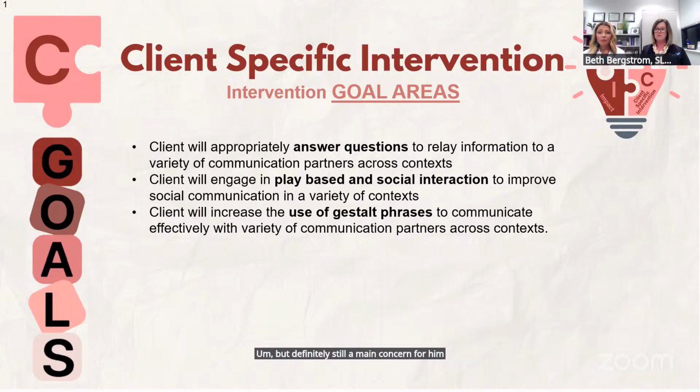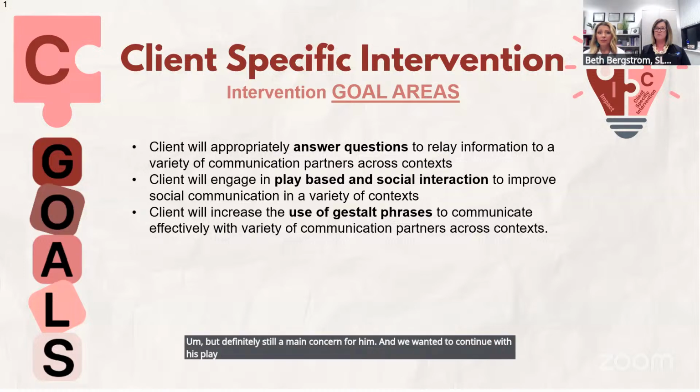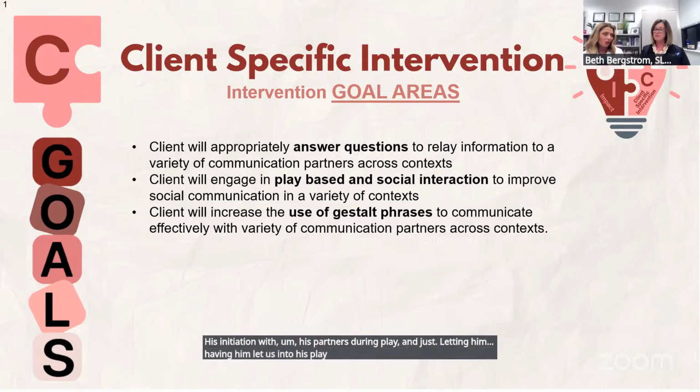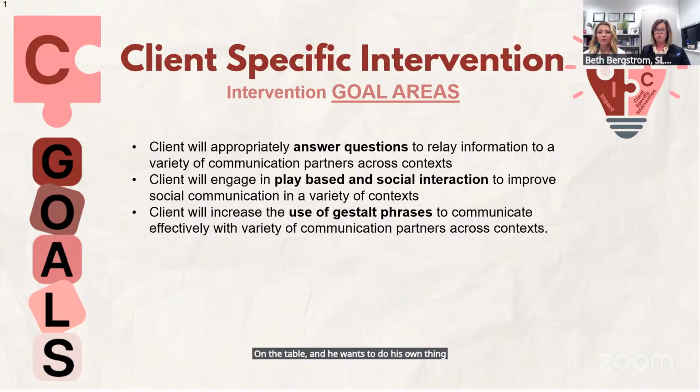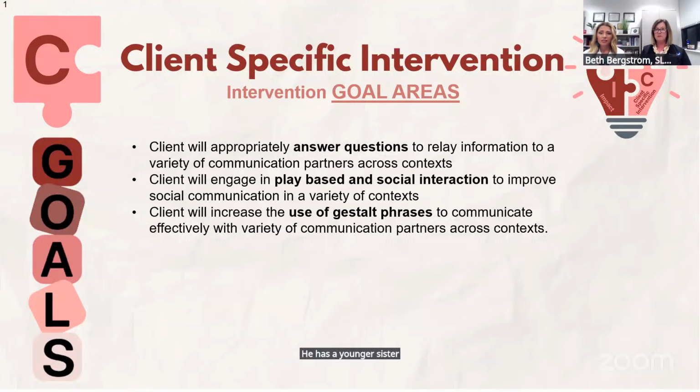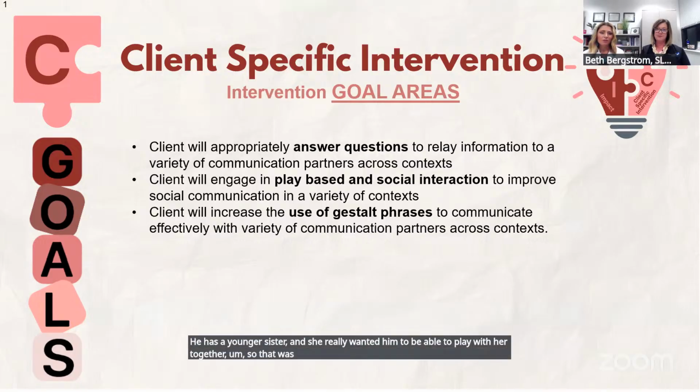And we wanted to continue with his play-based therapy and social interaction to expand and improve his play skills, his initiation with his partners during play, and having him let us into his play sometimes. You saw some pretty good joint play there, but there are times that he does not want you to touch what he has out on the table and he wants to do his own thing with that. So we wanted to continue to do that. That was also a priority for Mom. He has a younger sister and she really wanted him to be able to play with her together. So that was a goal for Mom too.